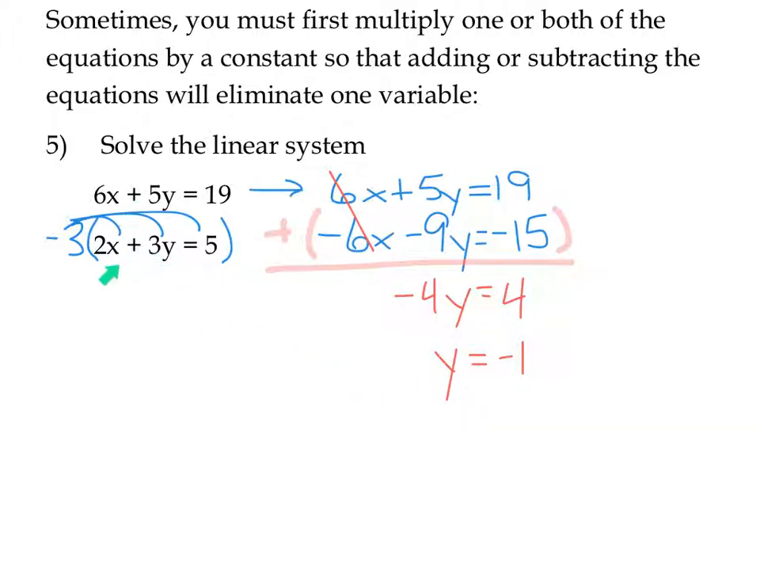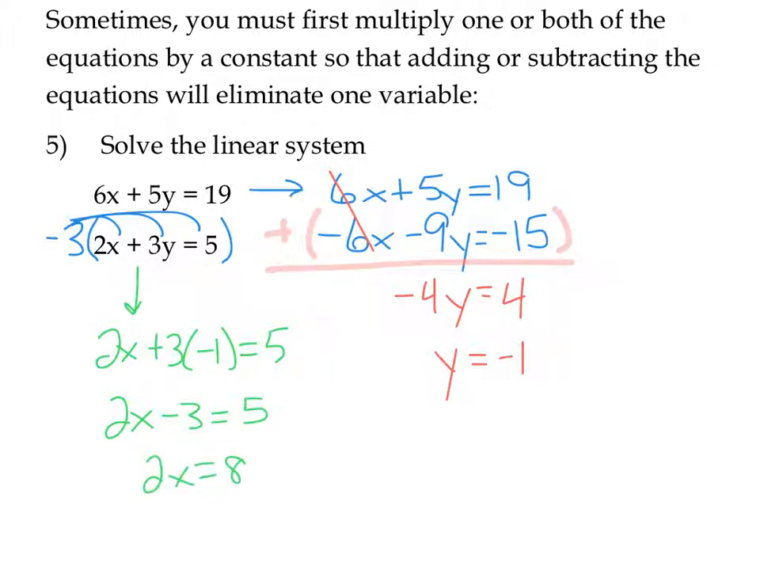I'm going to take the second one here. So if I take my second equation, 2x plus 3 times y, which is negative 1, equals 5. That's 2x minus 3 equals 5. 2x equals 8 when I add 3 to both sides. I'm going to get x equals 4. So my solution is 4 for x, negative 1 for y: 4 comma negative 1.